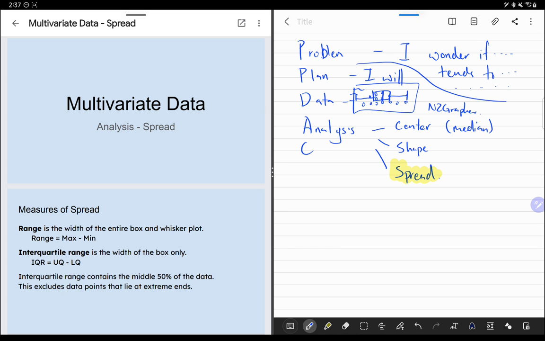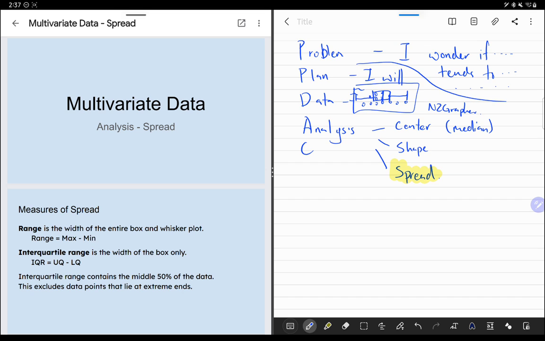Cool. Spread is about how far our data varies, like how small and how big does it get? Is it all relatively the same, or is it really spread out? So if I talk about prices for cars, are they all relatively the same in this group, or is there a really large variety in the price of cars? Does it go from really high to really low? That kind of thing is what we're talking about with spread.